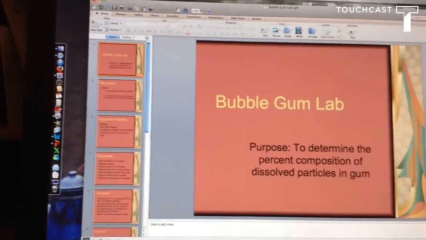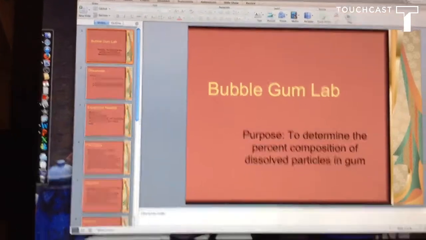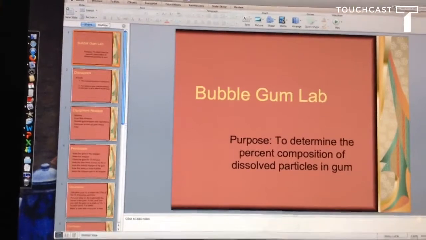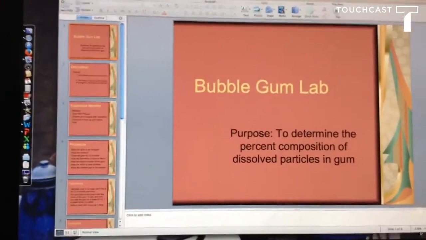Normally, I'm going to try to see if I can give you guys a lab rubric and get you squared away with that. But for the most part, this is going to be just like all the other labs that we've done.